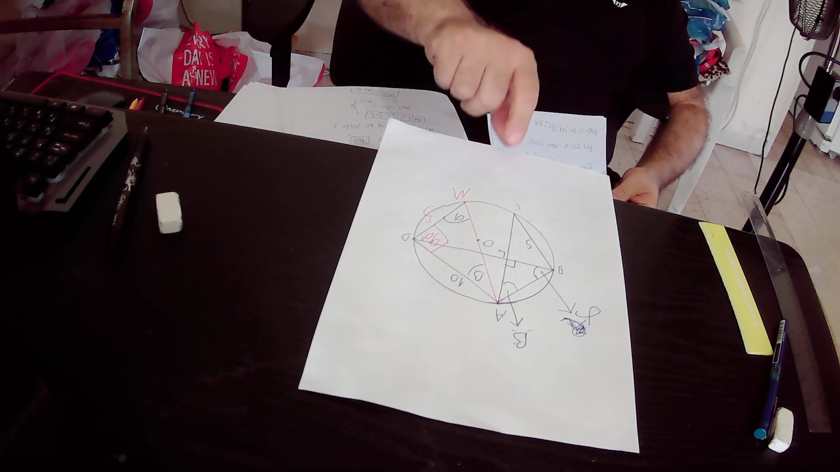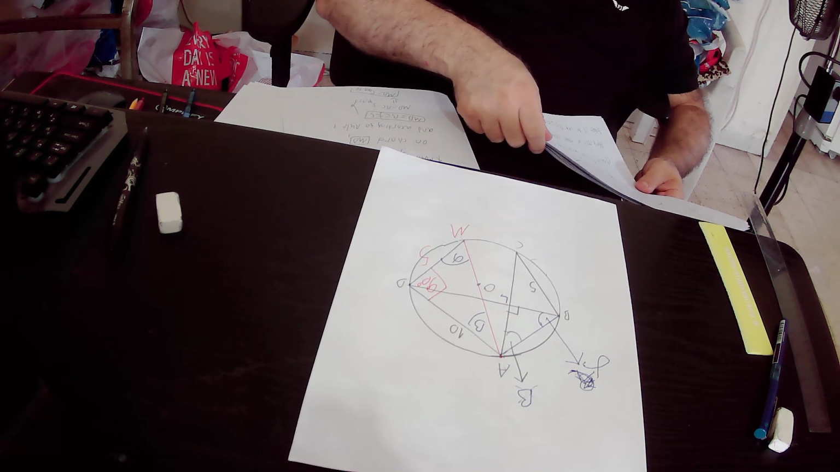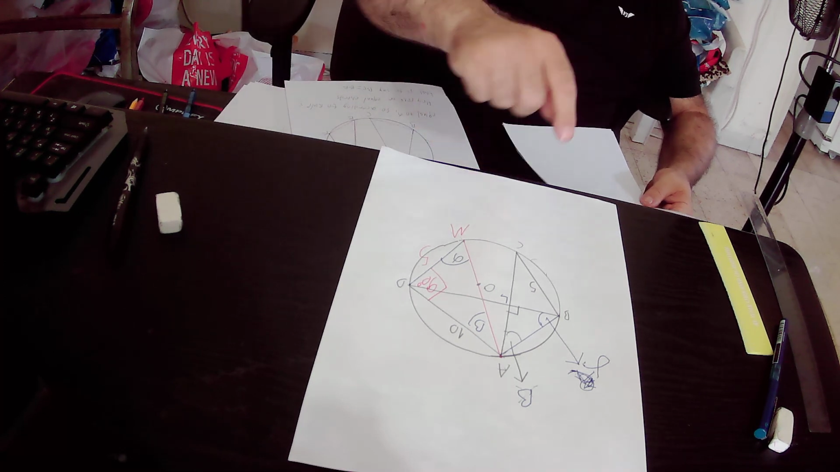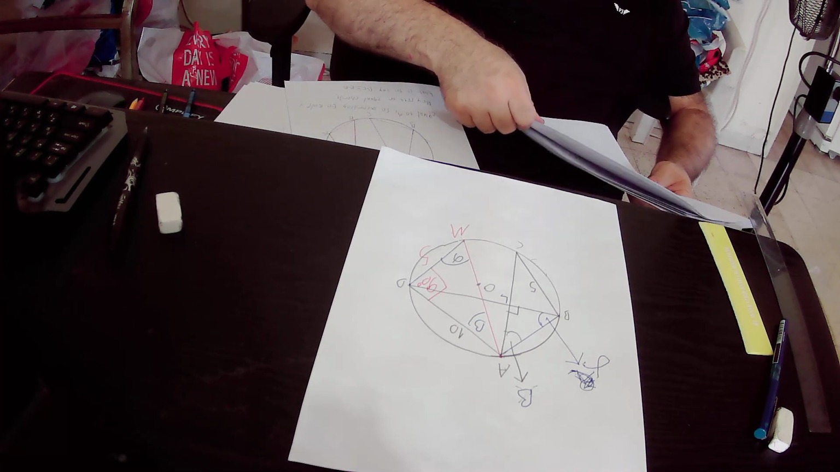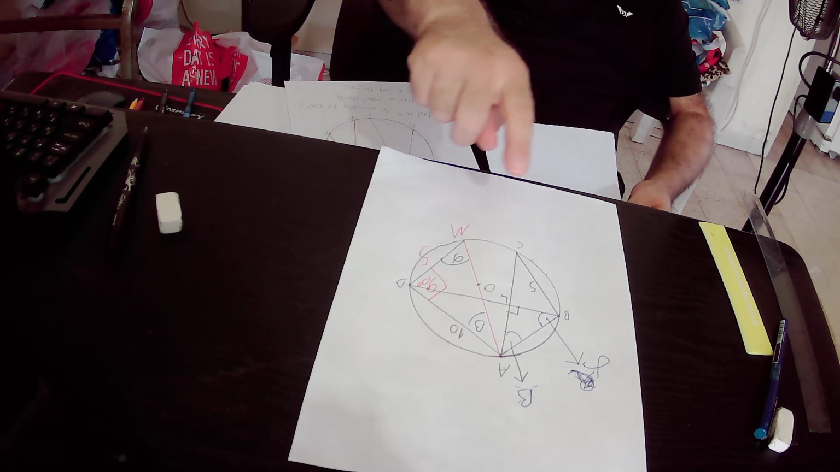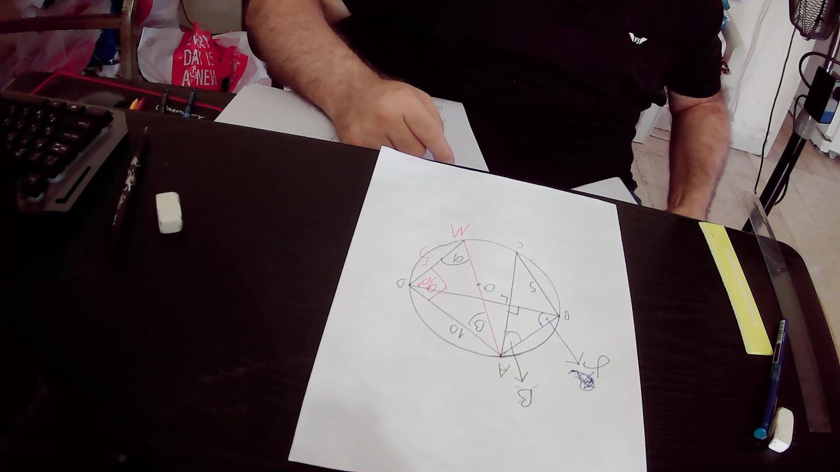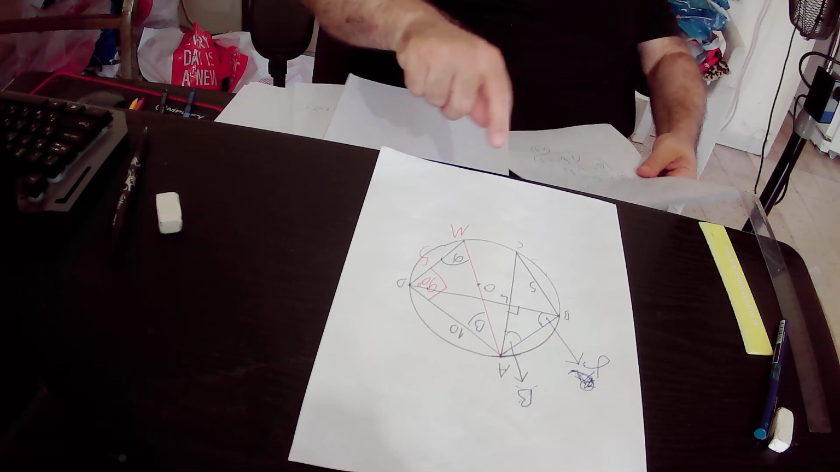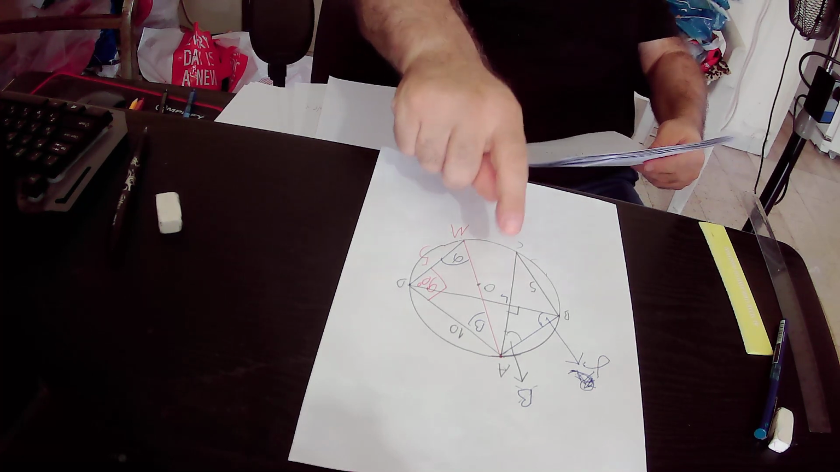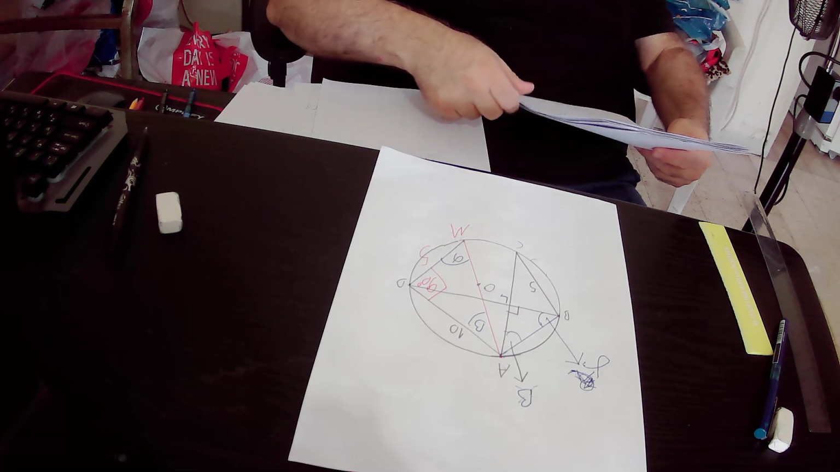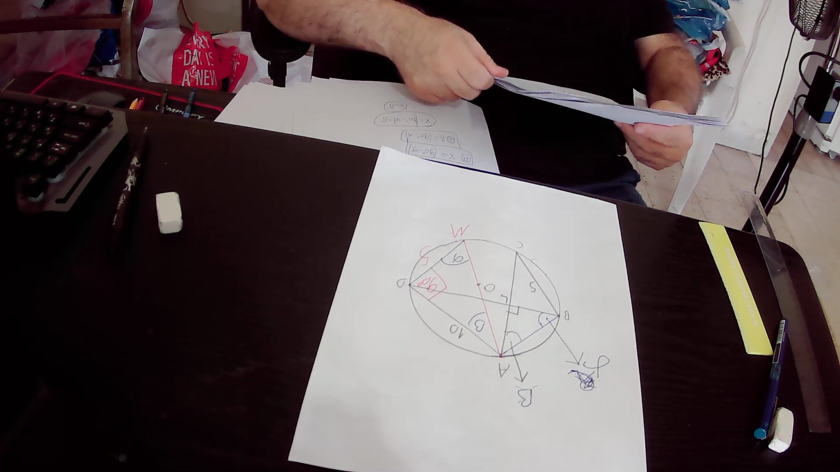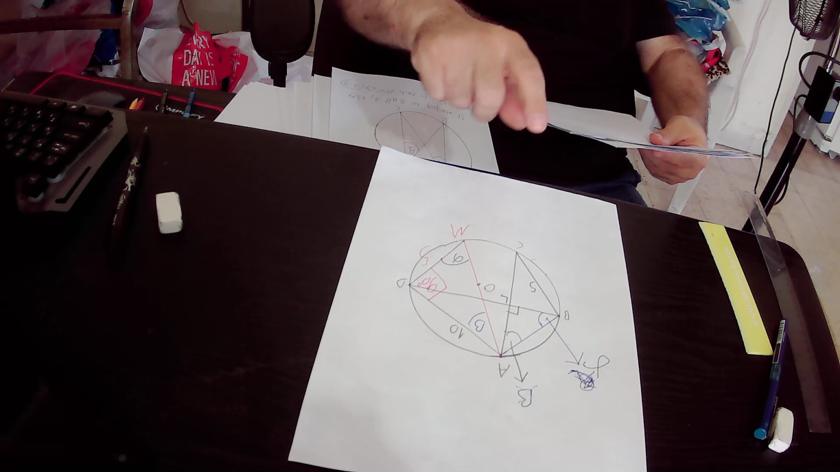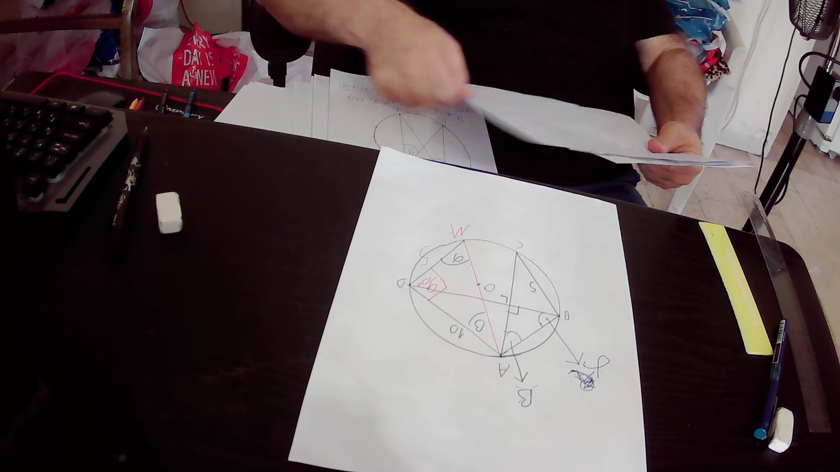Actually, we wanted to find out the radius of this circle. We know that the center of this circle is at point O. Chord AD equals 10 units and chord BC equals 5 units. And this angle is a right angle, or angle ALB equals 90 degrees. And we want to find out the radius of this circle.